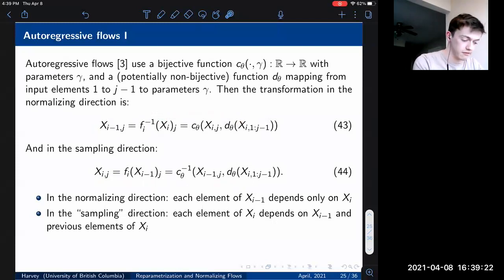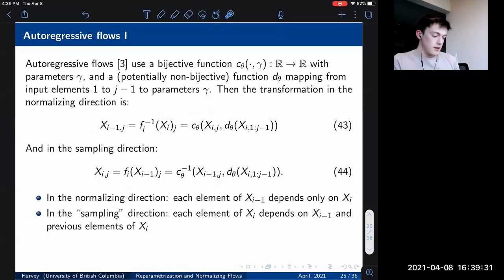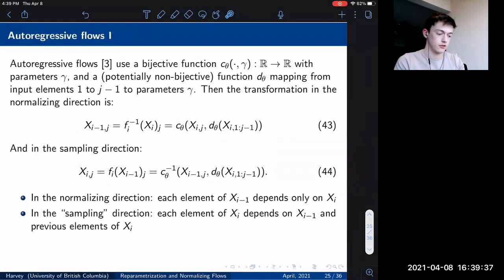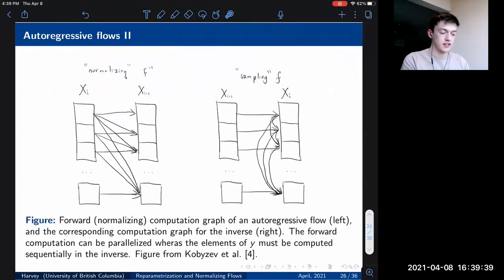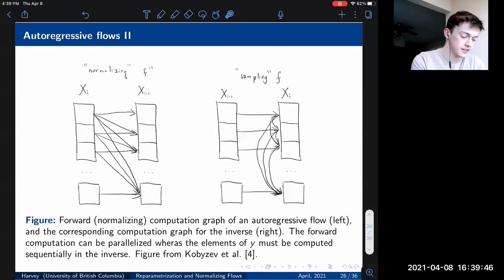And then, I never actually mentioned what these functions are, but we have this invertible function C theta and a potentially non-invertible function D theta. So I'll move on to the next stage. Here is a diagram that maybe can explain that in a slightly nicer way.